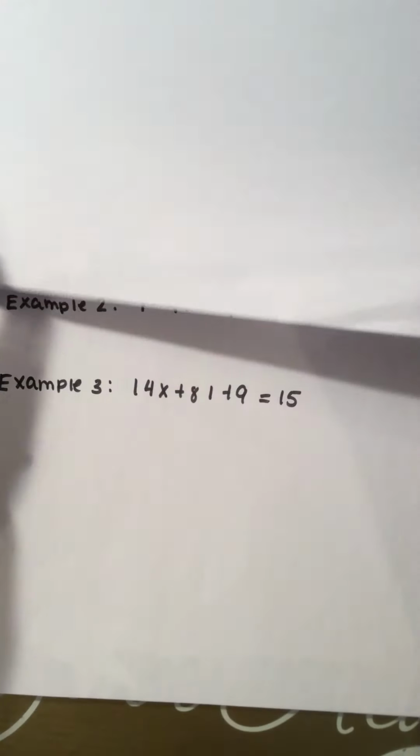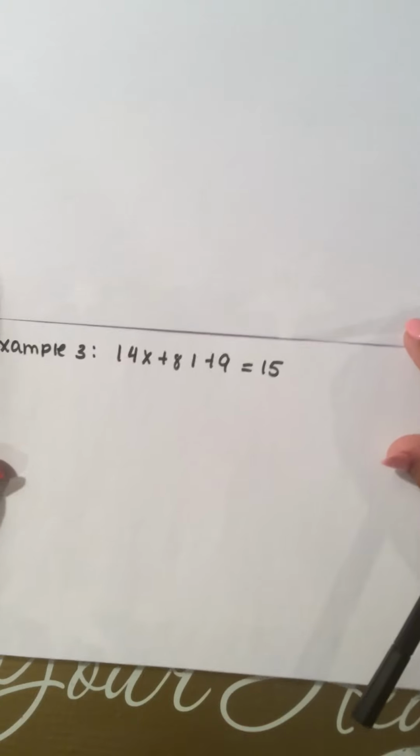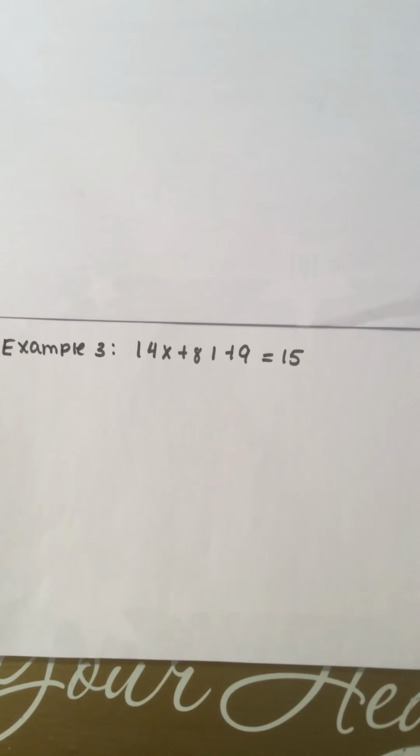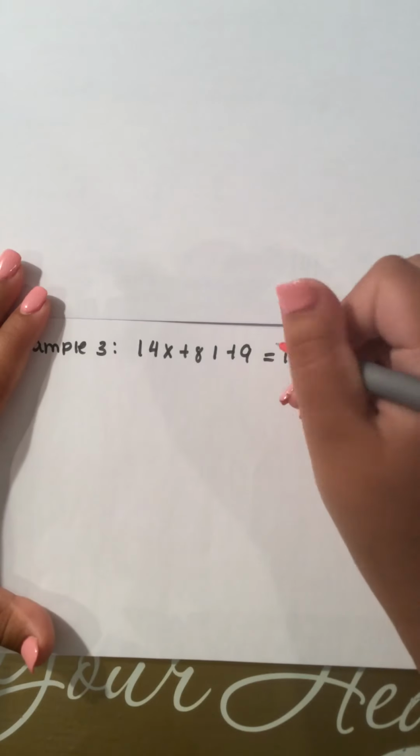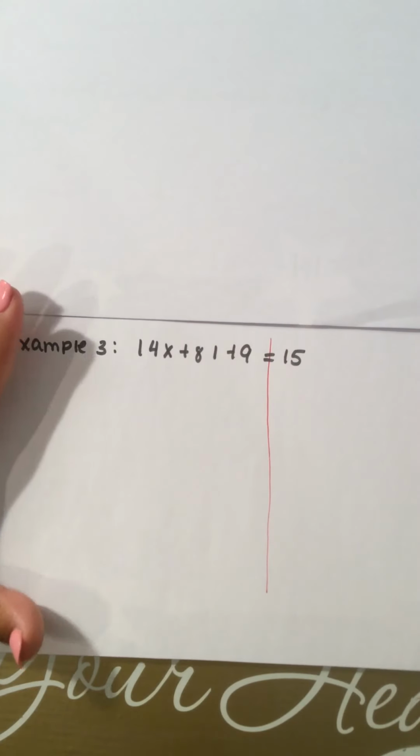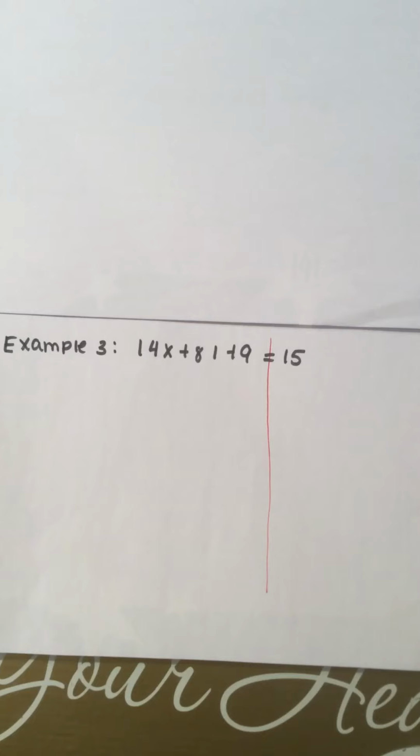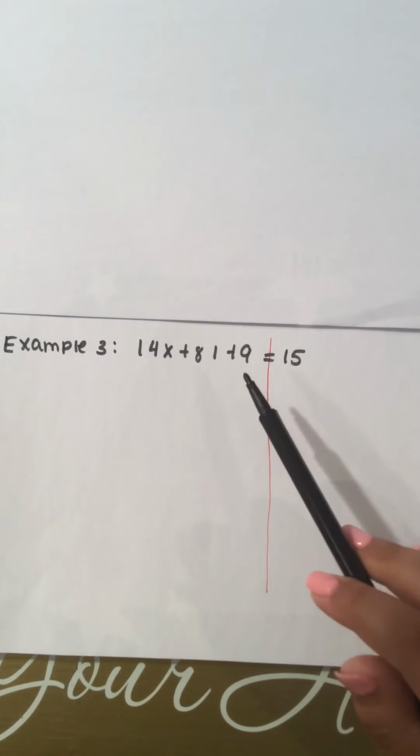Okay, so let's look at example 3. I have the absolute value of 4x plus 8, close absolute value, plus 9 equals 15. What I'm going to do is draw a line down that equal sign, just because we've gotten in such a great habit of doing that already. So let's just keep that up. So I have the absolute value here, and one thing to note is the absolute value has to be alone before I can do anything. So this plus 9 has got to go.